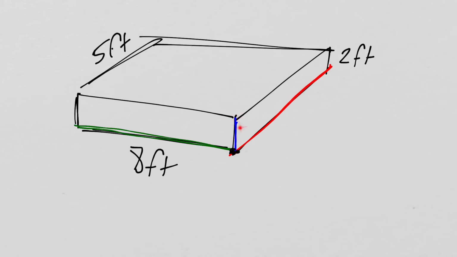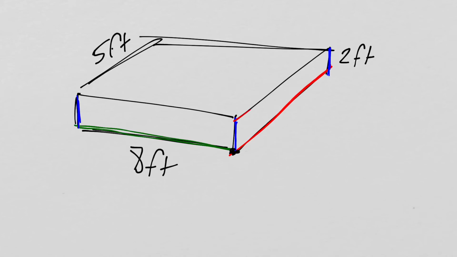Well, what about this blue one? Well, this blue one is how tall it is. Is there another measurement showing how tall it is? Sure enough, this one here is showing how tall it is, right? So this here and this here, they're all the same length.